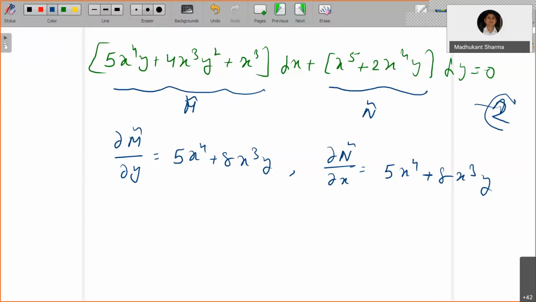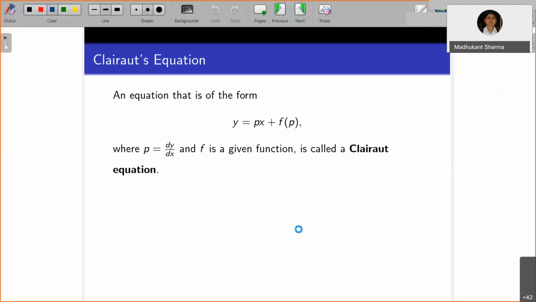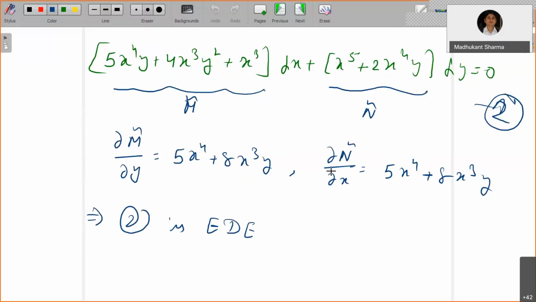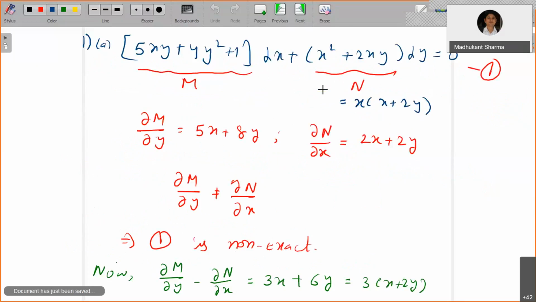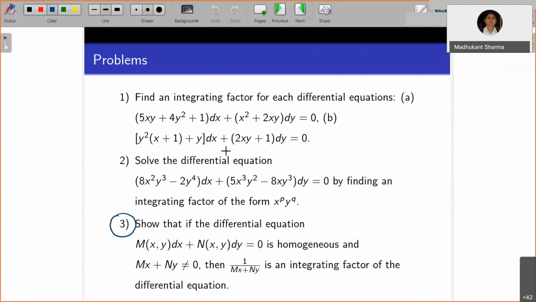Therefore, there exists a function f such that dou f by dou x is equal to this m tilde, and dou f by dou y is equal to n tilde, and then you can solve. Okay, right. Now, the second problem.